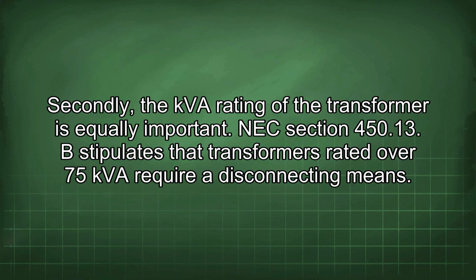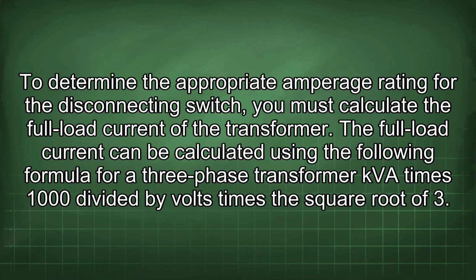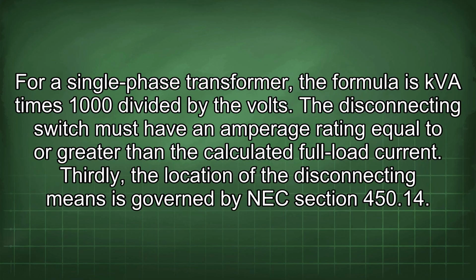Secondly, the kVA rating of the transformer is equally important. NEC Section 450.13(B) stipulates that transformers rated over 75 kVA require a disconnecting means. To determine the appropriate amperage rating for the disconnecting switch, you must calculate the full load current of the transformer. The full load current can be calculated using the following formula for a three-phase transformer: kVA times 1000 divided by volts times the square root of 3. For a single-phase transformer, the formula is kVA times 1000 divided by the volts. The disconnecting switch must have an amperage rating equal to or greater than the calculated full load current.